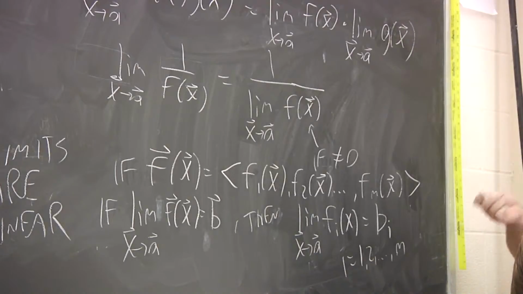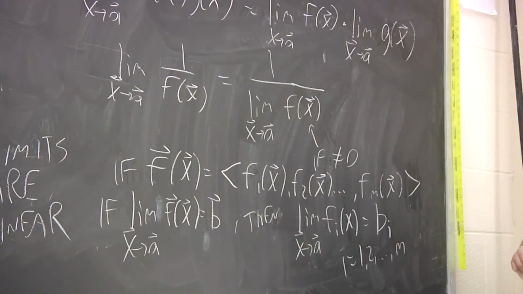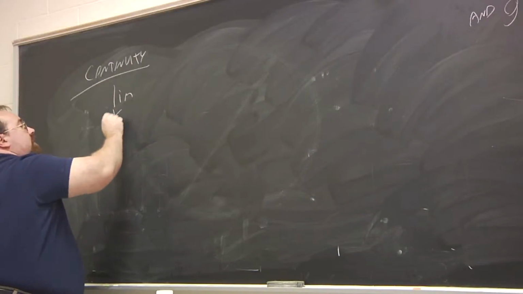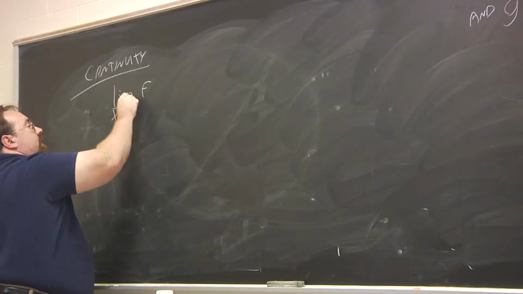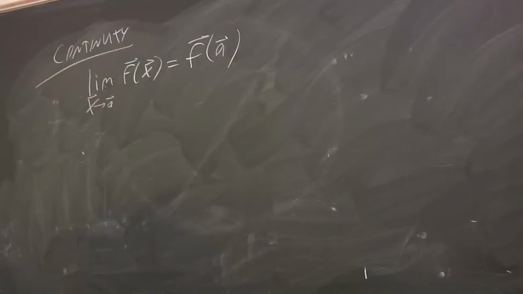So the limit exists for the entire vector if and only if the limit exists for each of the components. So they all have to go to that limit together. The continuity, I stated this earlier, means that the limit of a function as you approach a point is equal to the function value at that point.